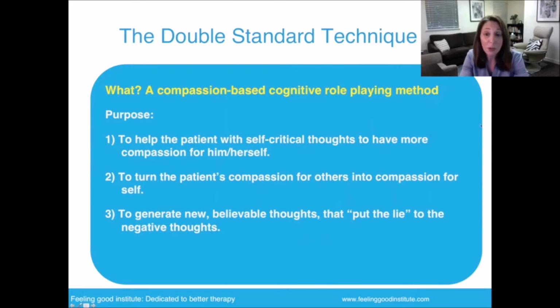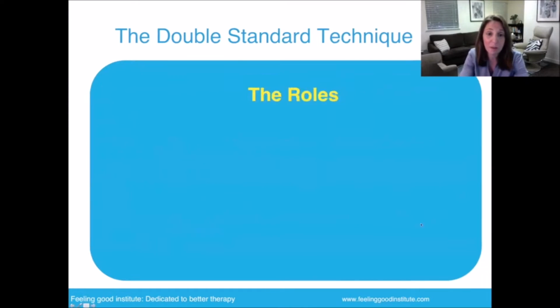So our goal here is to help the patient be less self-critical, to be more compassionate, to harness the compassion that the patient has for others and turn it into compassion for himself. And then ultimately, the goal of any good cognitive therapy technique is to generate new, believable thoughts that challenge the original negative thoughts.